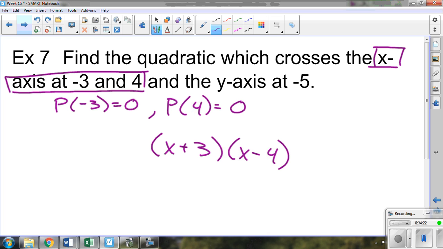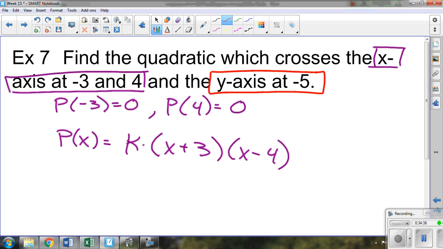And the only thing that's missing is this k. So just like before, we need to figure out the value of k, which we can do by using the other criteria. If you cross the y-axis at negative 5, what does it tell you? What point is that?